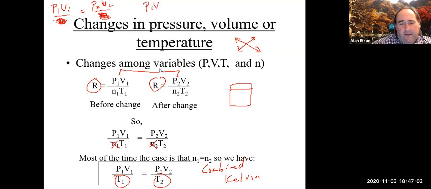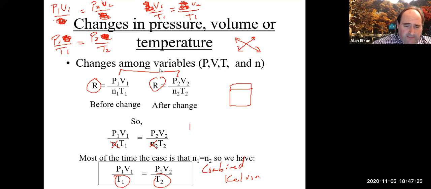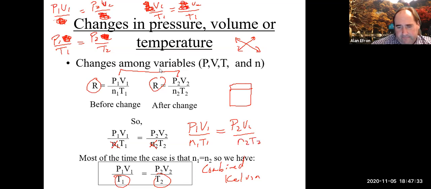Charles' law is constant pressure, so if you scratch out the pressure, there's Charles' law. Gay-Lussac's law is at constant volume, so if you cross out the volume, there's Gay-Lussac's law. And this relationship down here is under constant pressure and temperature for Avogadro's law, so if you scratch out the pressure and the temperature, there's Avogadro's law.